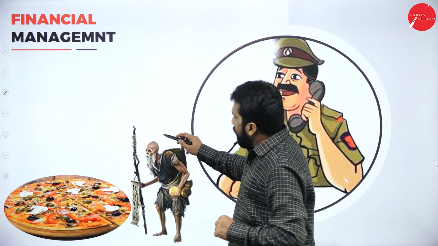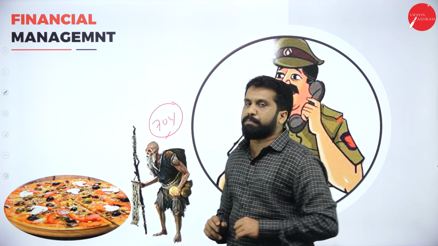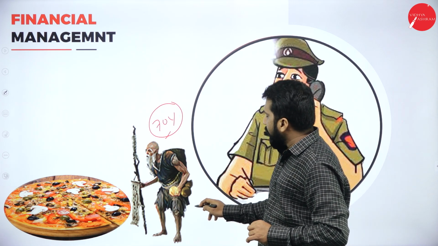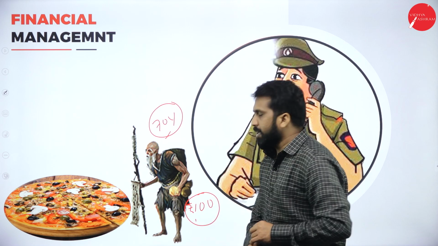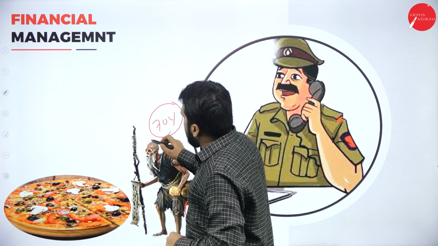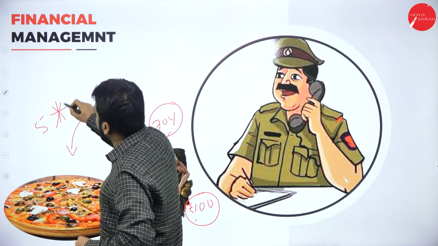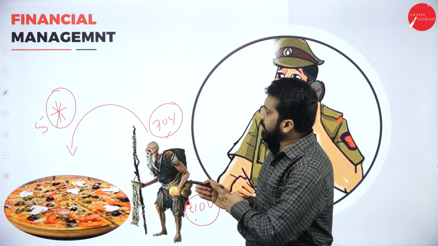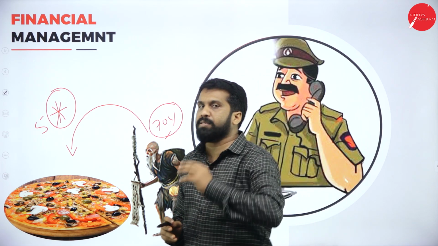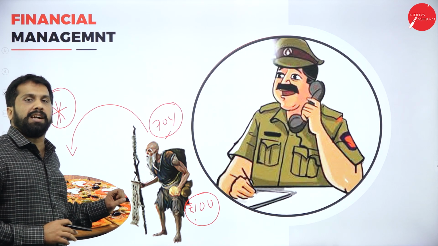So there was a beggar, around 70 years old, an aged person. He had 100 rupees in his pocket. He wanted to have his meal in a 5-star hotel. It was his dream for almost 20 to 30 years.